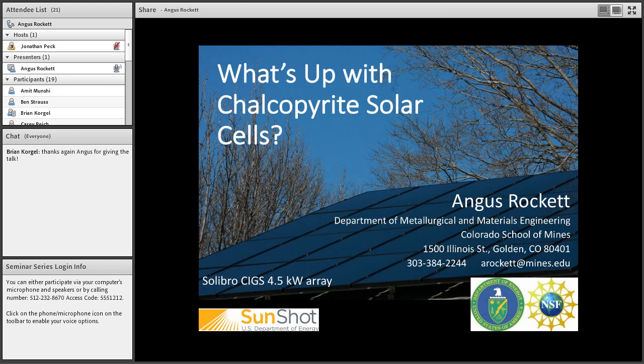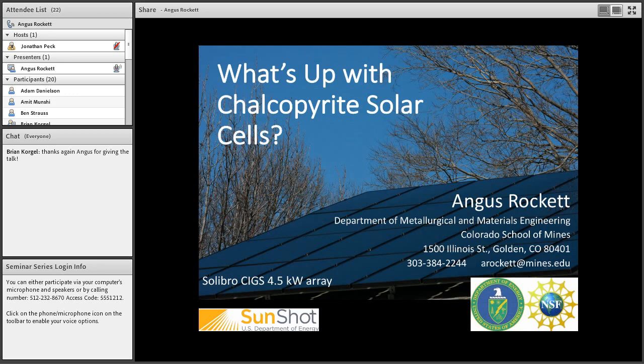I will be talking today a little update on what's up with chalcopyrite solar cells, although I have to admit that kesterites will show up a little bit. And lest you wonder whether CIGS arrays exist, I'll show you a picture here on the first slide of my 4.5 kilowatt Solibro CIGS array in central Illinois, which is working very nicely.